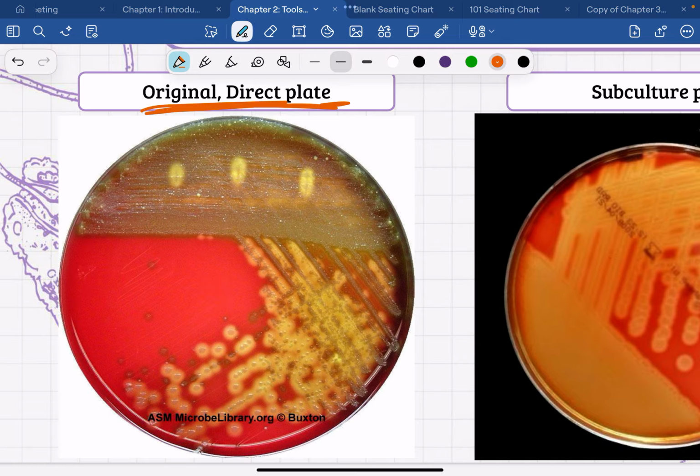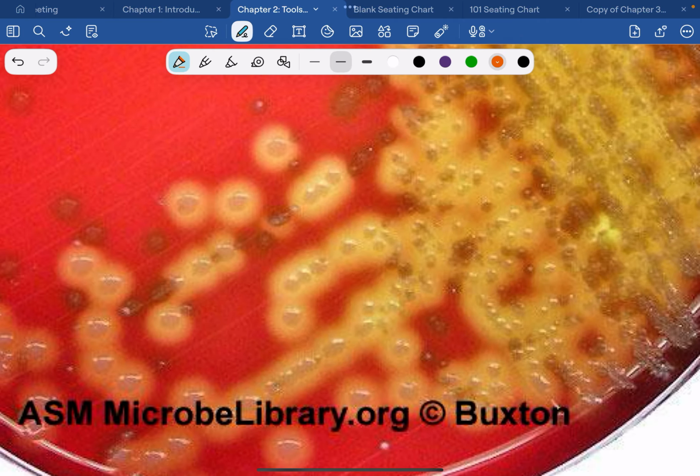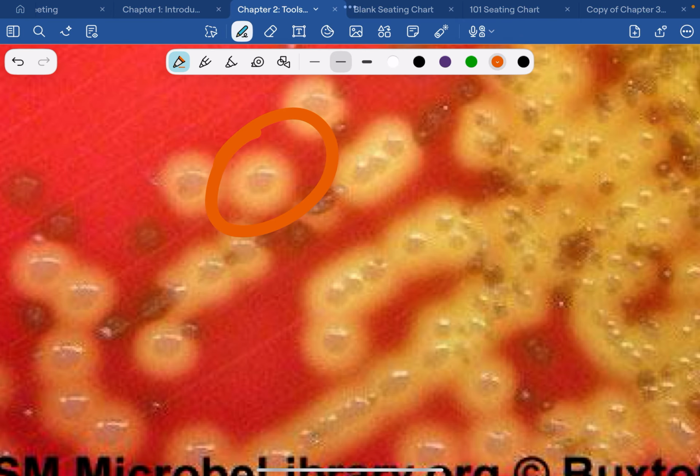Now, this is the part that I don't expect you to know how to do, but as a microbiologist, I know, looking at this plate, what is abnormal and what is causing this person's problem. What is causing this person's problem is this colony right here. And I only know that after years and years of experience. That's not something I expect you to know how to do.